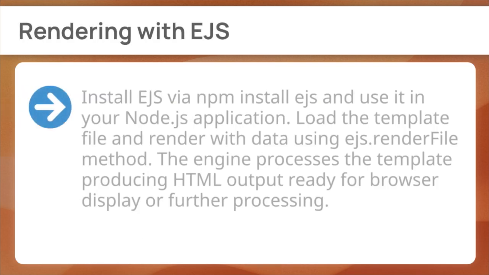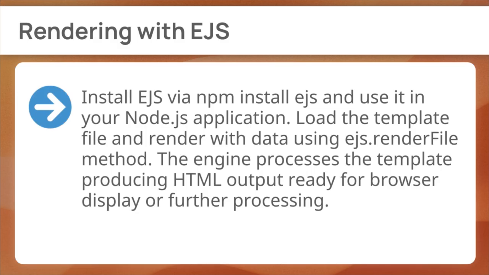Next, rendering with EJS. Install EJS via npm install ejs and use it in your Node.js application. Load the template file and render with data using the ejs.renderFile method. The engine processes the template, producing HTML output ready for browser display or further processing.